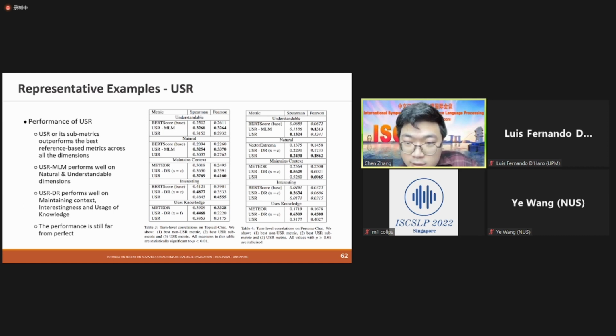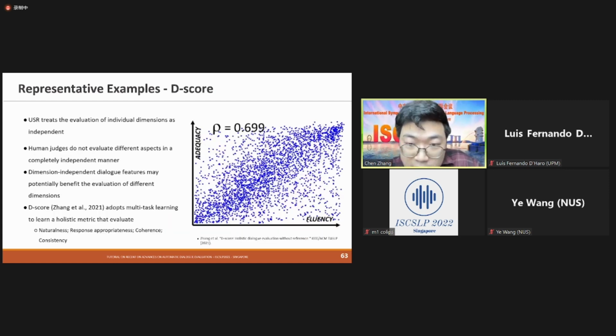However, we can observe that after combining them, for example, the USR, if we combine the USR DR and the USR MLM, the performance for some dimensions drops, and it is actually far from perfect correlation, because perfect correlation is 1. So they are not very high here. There is still significant room for improvement.